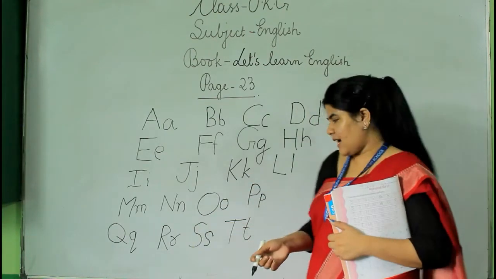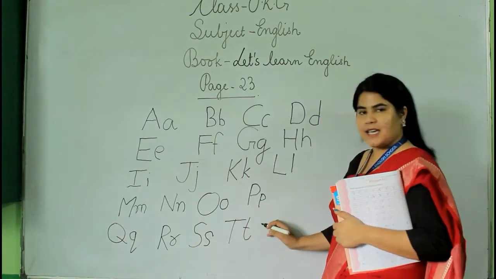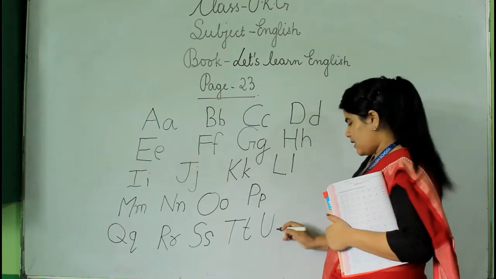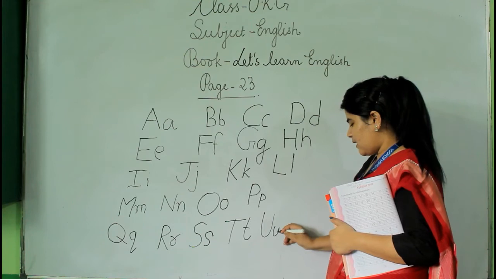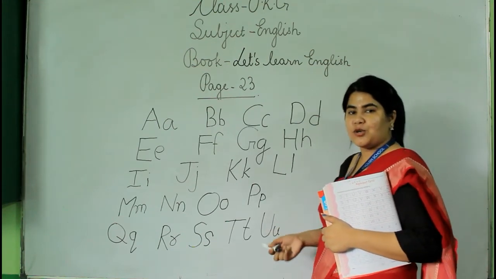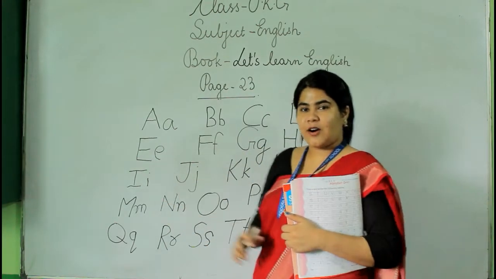Alright. Then what comes after T? U. I'm making it here, okay? Curve line. Standing then curve. Again, standing then curve in this way, and you have to make a tail also here, okay? So this is U. U is for umbrella. U is for unicorn. Alright.